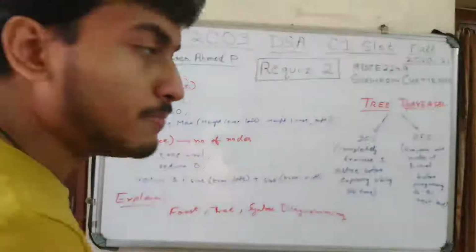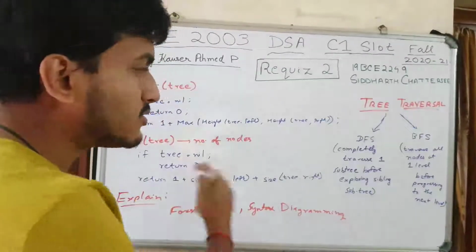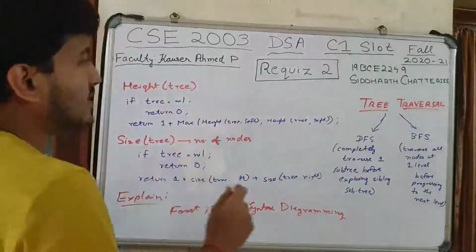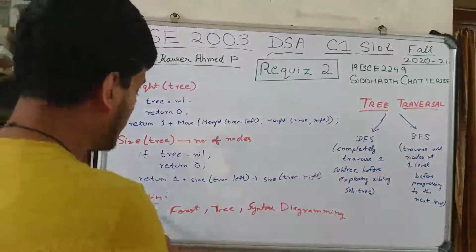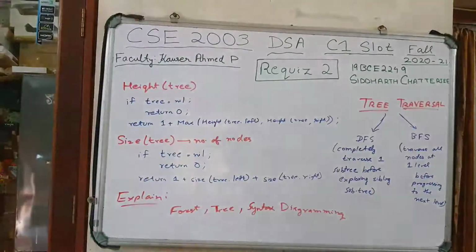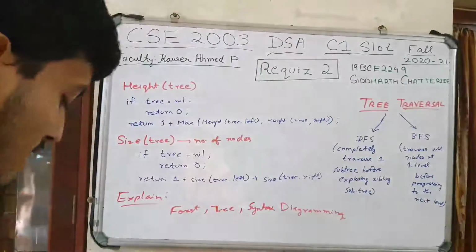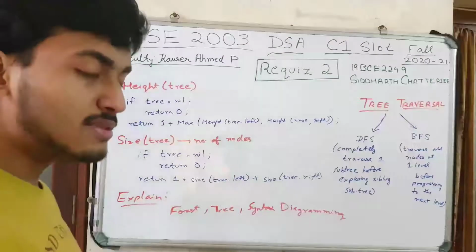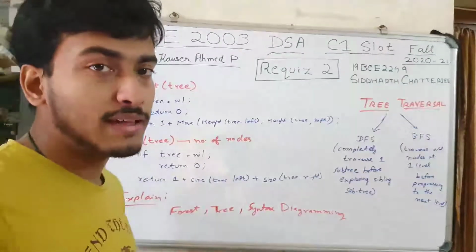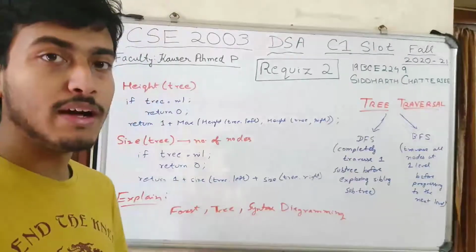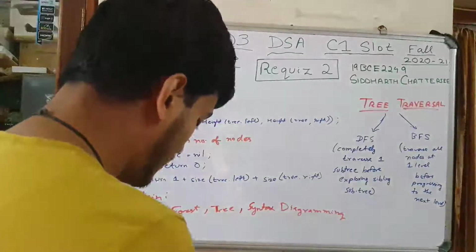Okay, so I raised the board, and this is what I wrote next. Before going into height of trees, size of tree, or tree traversal, I need to first explain what forest, tree, and syntax diagramming are. This will be crucial for understanding the concept. First let's go with tree. A tree can be either empty, which means a null value, or it can be a node. Let me explain here.